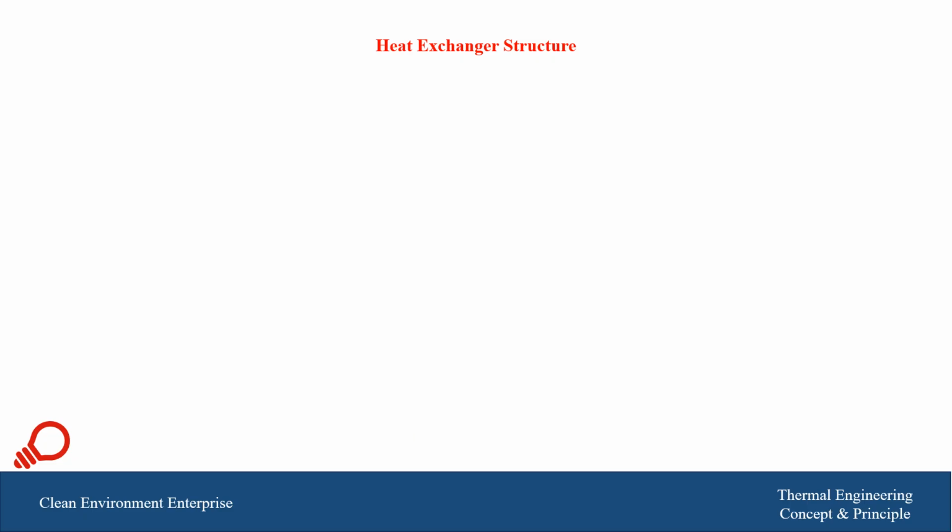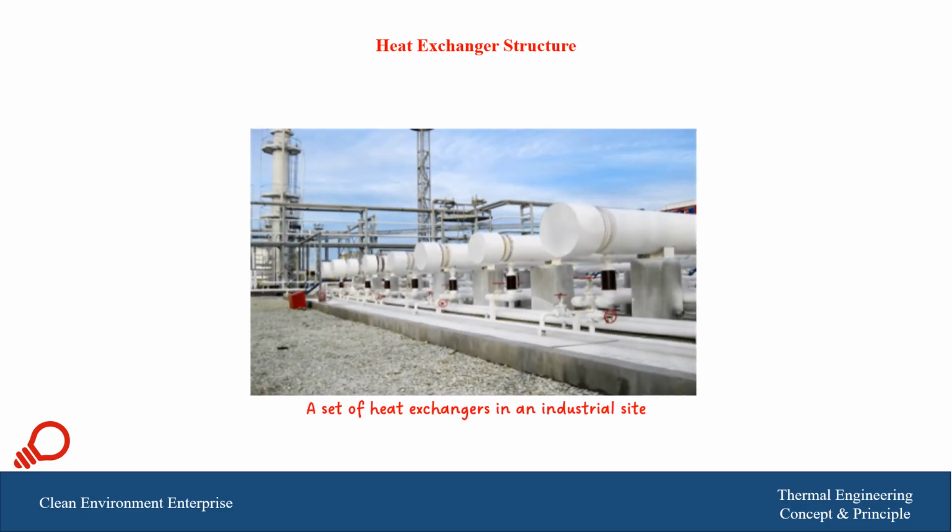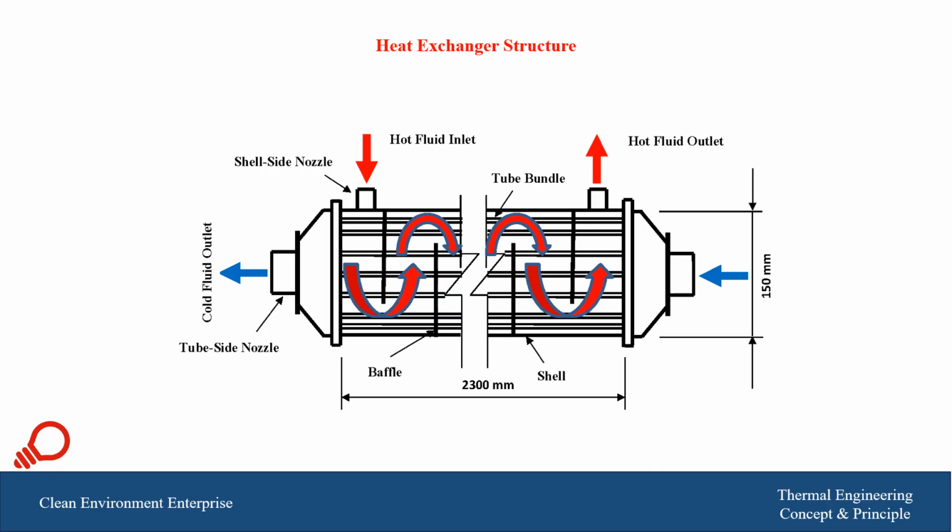The heat exchanger structure. In this photo, we may see a set of shell and tube heat exchangers which are installed in an industrial site like a petrochemical factory or refineries like oil refineries or the food industry. So there are too many applications for these heat exchangers.